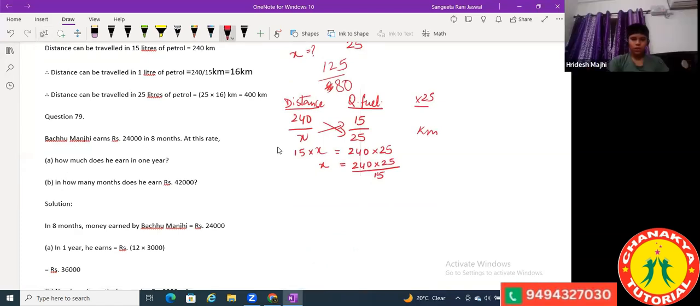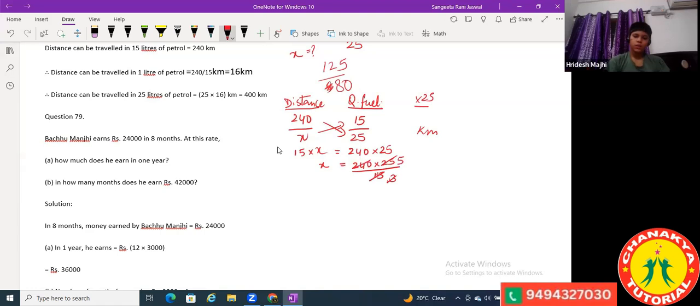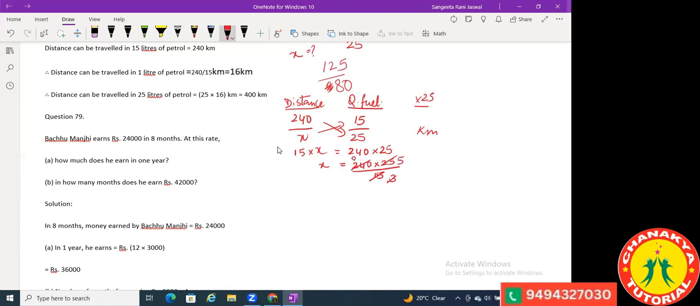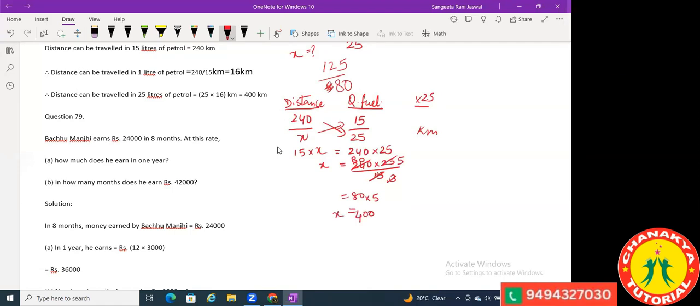Yes, I understood that much. Reduce this with 5 3s are 15 and 5 5s are 25. Now 3 and 240 can also be reduced. 3 8s are 24 and 0. So this is 80 multiplied by 5. 5 8s are 40. One extra 0 I have to add. So I got 400. This 400 was the distance that it travels in 25 liters. So this is in kilometers. Now you understand?